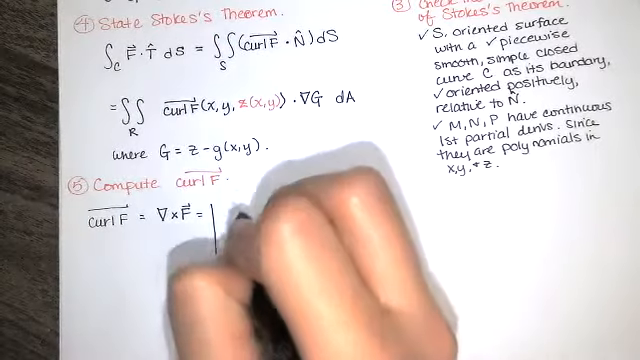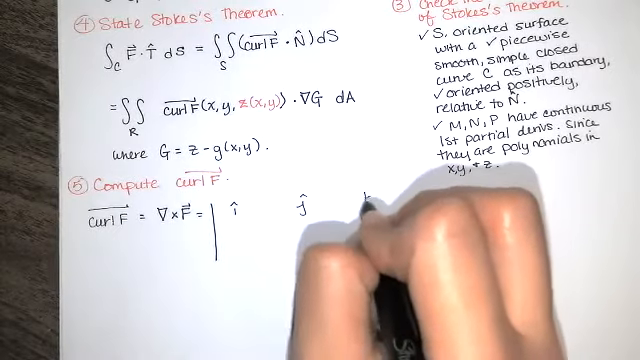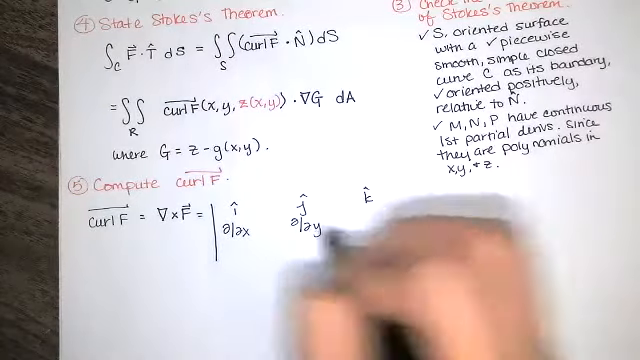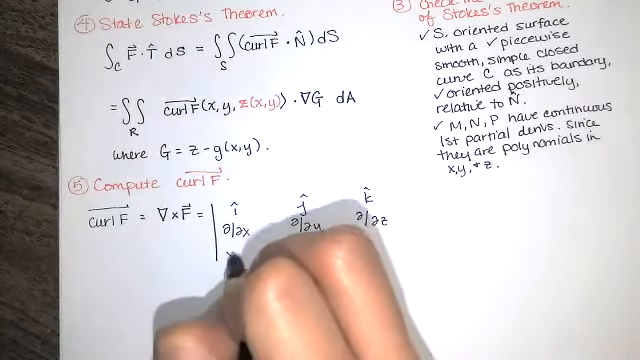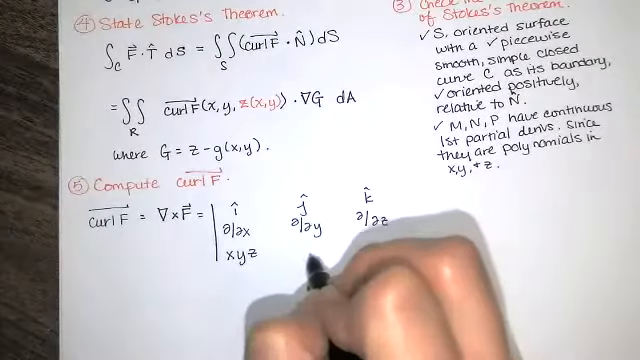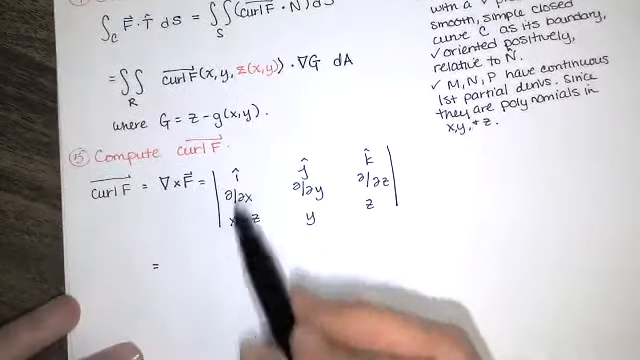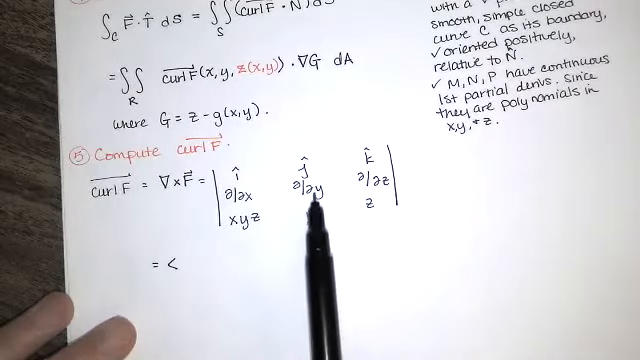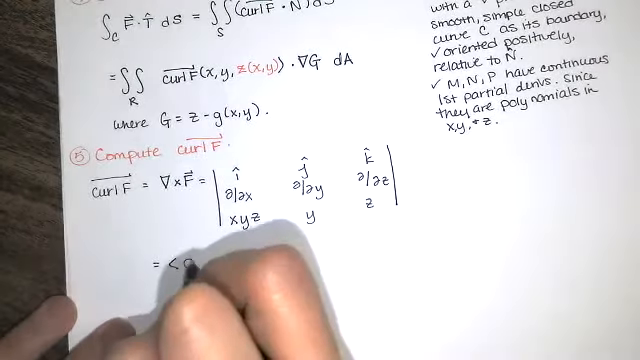So we'll have i hat, j hat, and k hat here. And in the second row of our determinant form of our cross product, we'll have the components of the del operator. And in the third row, we'll have the components of F. So that's x, y, z, y, and z. Now we'll cross out the row and column containing i hat, and then we'll evaluate these partials. The partial of z with respect to y is 0, and then we subtract the partial of y with respect to z, which is also 0.